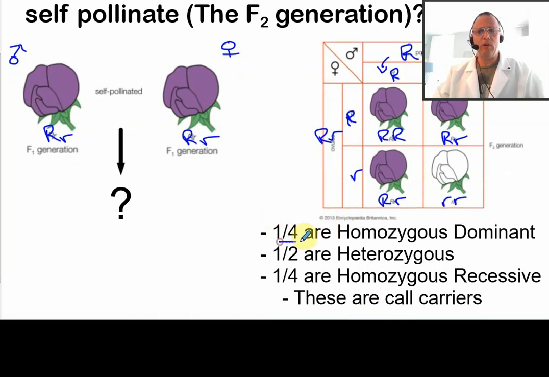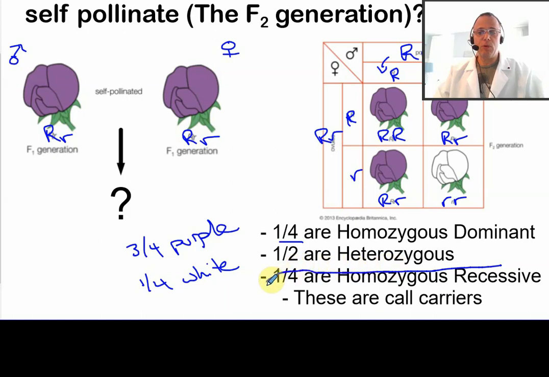He noticed that three quarters were purple. That's all he truly knew about it. And he noticed that one quarter were white. Now we have that here. Our one quarter are our homozygous recessive.